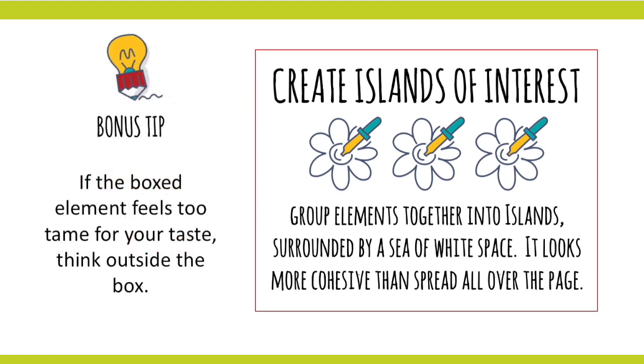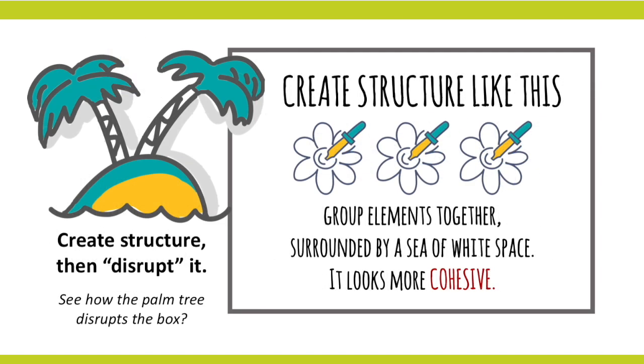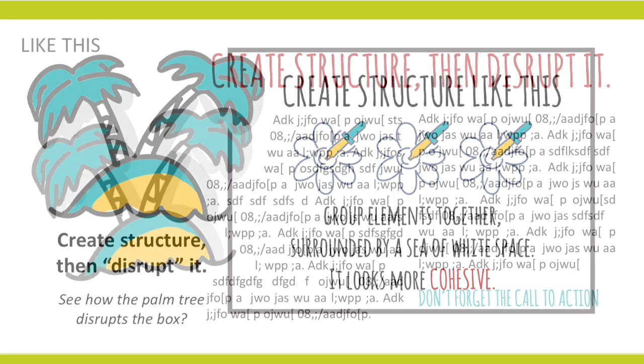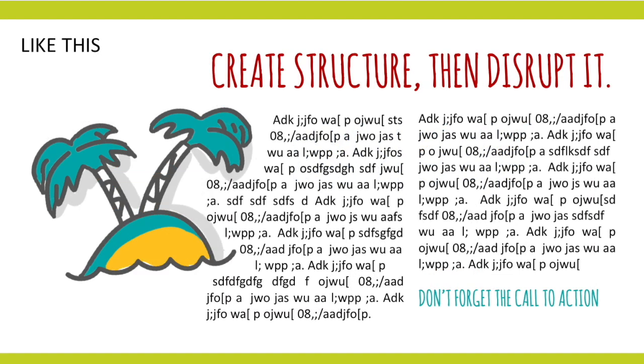If the boxed element feels too constrained or boxed in for your tastes, then you can think outside the box, literally. You can have elements, such as the palm tree, disrupt the structure of the box. The box helps the eye take in all the smaller elements. The tree breaks that structure just a little and pulls the 2 pieces together. Here's another example of creating structure, the type in columns. Then having an element disrupt the structure. The structure gives order, and the disrupting element gives it a little life.